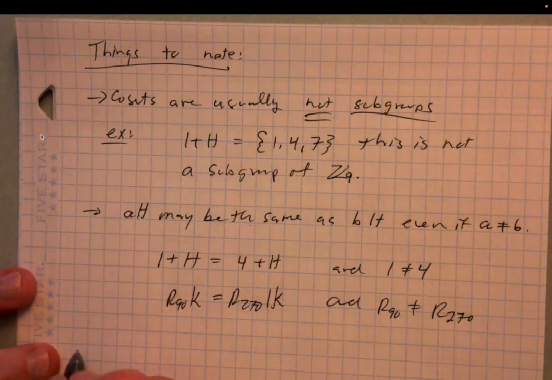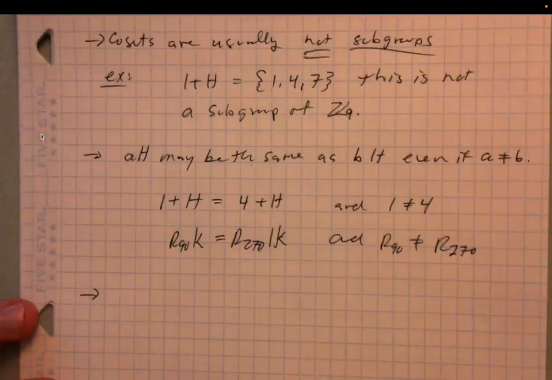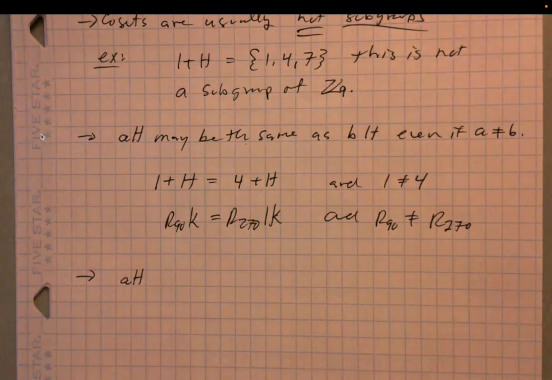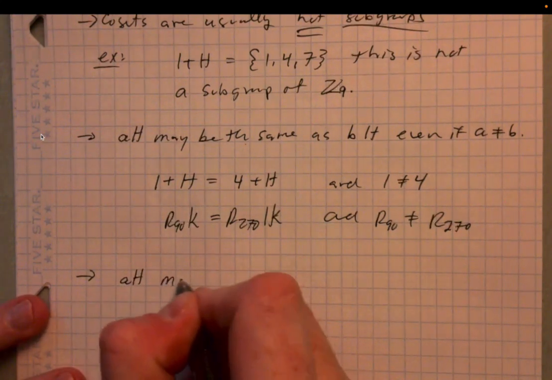And then the third thing to note is that AH, the left coset of H, may not be the same as the right coset of H.